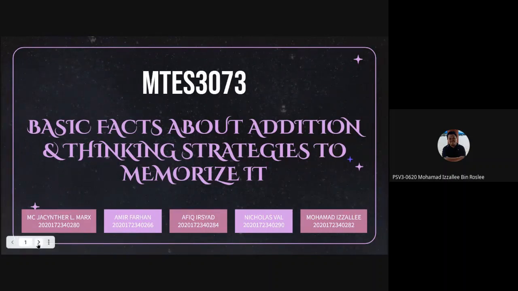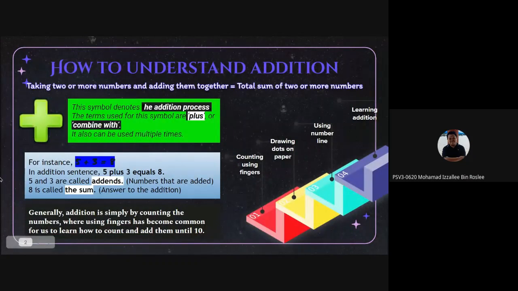So, first, we need to go back to the concept of how to understand addition. Generally, addition is taking two or more numbers and adding them together, which results in the total sum of two or more numbers. The symbol that denotes the addition process is called plus or combined rate, and it can also be used multiple times. In a math sentence, for instance, 5 plus 3 equals 8, 5 and 3 are called the addends, which are the numbers that are added.